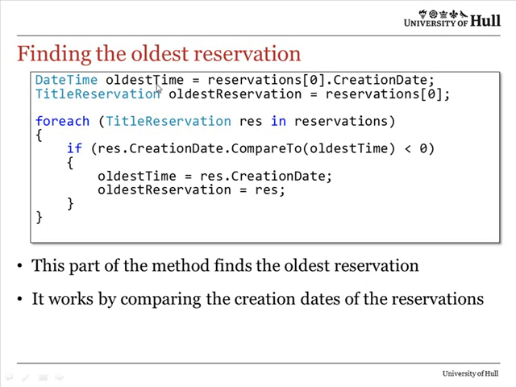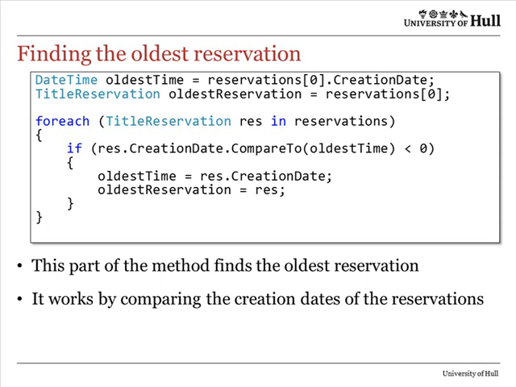I start off saying, okay, the first one I've seen is the oldest. And then I go through the list of all the reservations that we've got, and I'm using this compare to method which is exposed by the date time object. If the one we're looking at is older than the oldest one, then I copy the time of the oldest one and the oldest reservation and use that to play off next time. So this is a standard technique. We're saying if I've just seen a new one that's older than the one I've already got, that's my new winner. This is a standard way of finding the biggest or the smallest or the whateverest. And so it just works by comparing these creation dates that we set up.